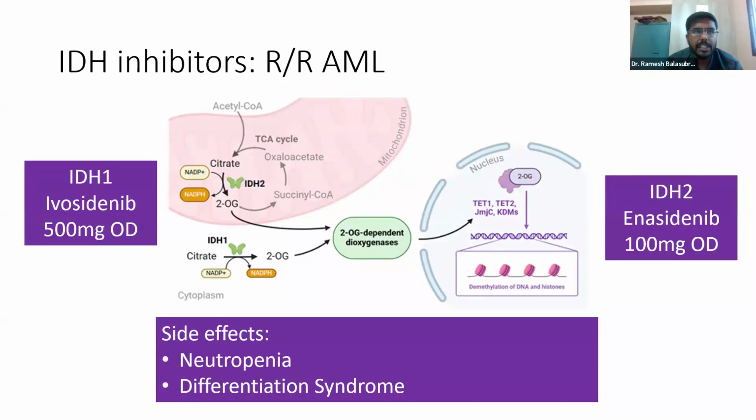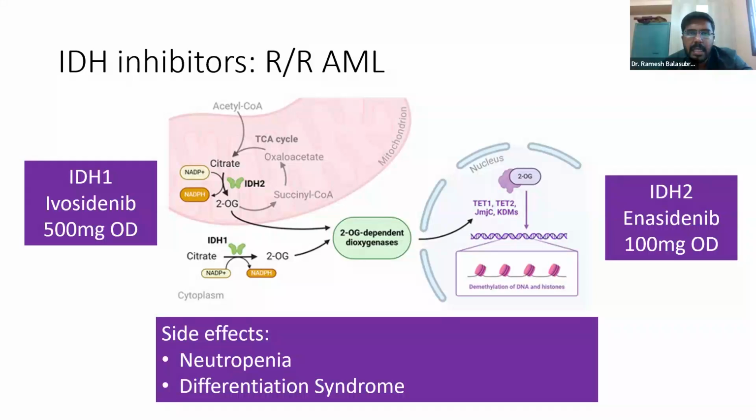Moving on to the next, we have the IDH inhibitors. In relapsed refractory AML, it is approved. The IDH1 inhibitor is ivosidenib. The dosage is 500 milligrams once daily, and the IDH2 inhibitor is enasidenib. It's 100 milligram once daily.